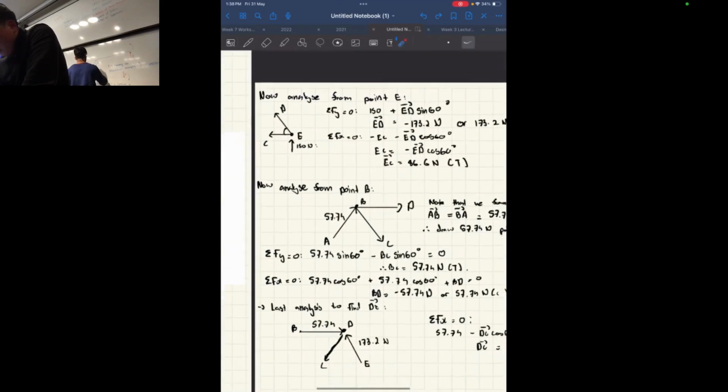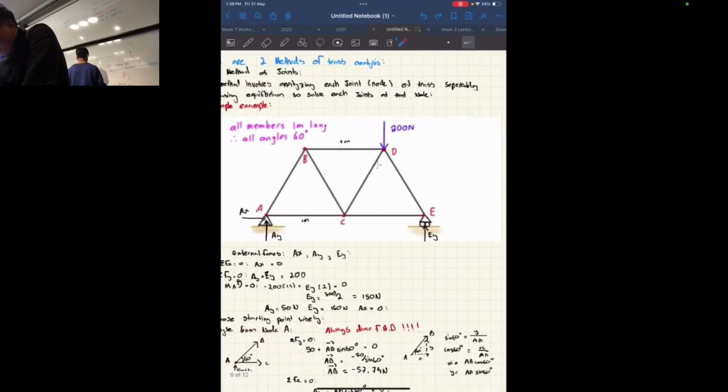So now let's analyze at point E, because we already figured out the external force there, and we can find members ED and EC.